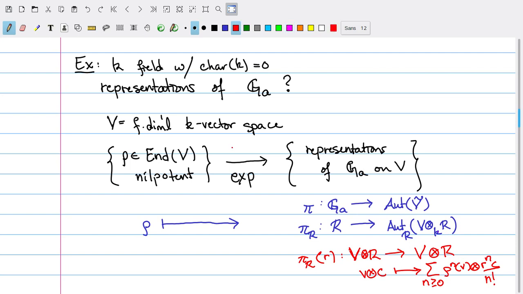It's interesting to note that this correspondence actually determines all the representations of G over V which are finite dimensional. I guess I don't need to say finite dimensional there because V is already a finite dimensional K vector space.